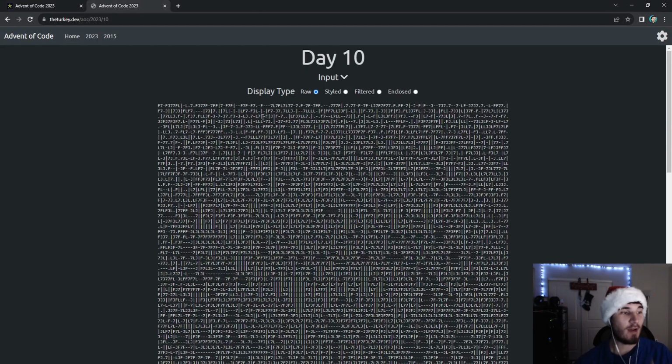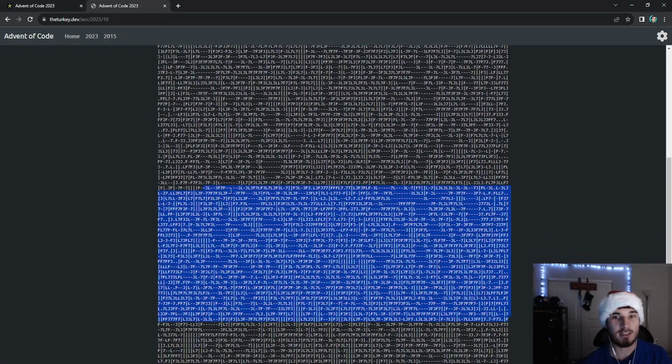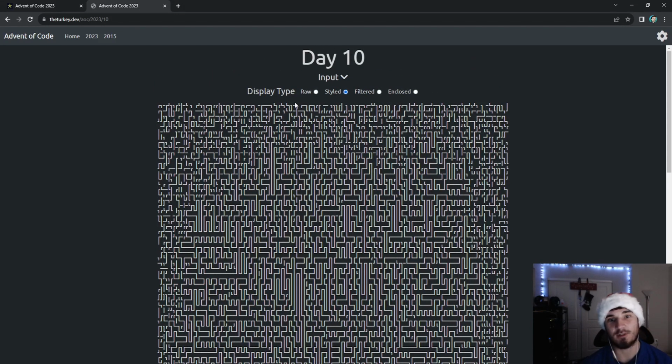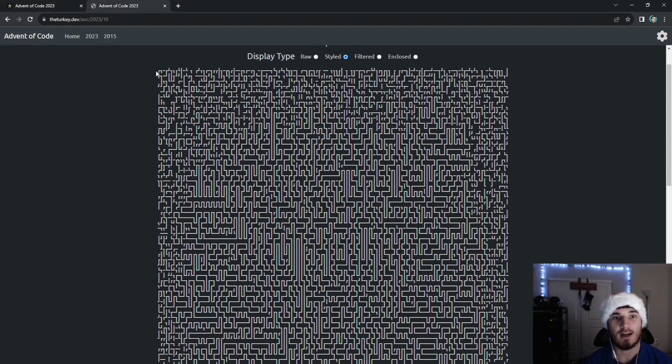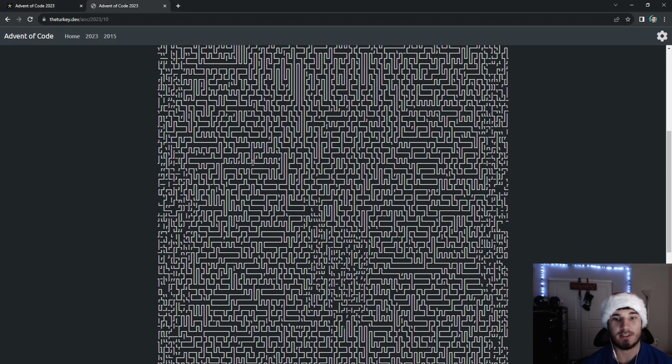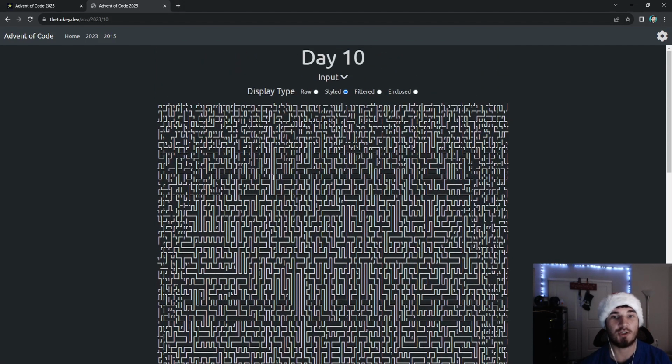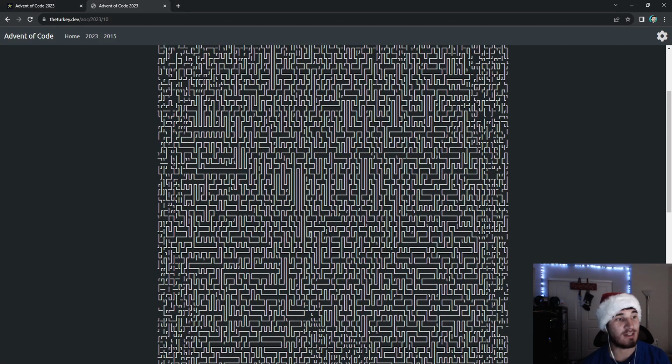Speaking of day 10, I did go and make a visualization for day 10. If you go to the website, you can put the input in, and you can generate this nice little visualization of what your input is. This is the raw view, and you can use this radio button up here to change it to different styles, or different view types, I guess. So the second type here is style. This is basically still your raw input, but instead of the characters, it's showing the actual lines from Unicode to make it all look like nice lines.